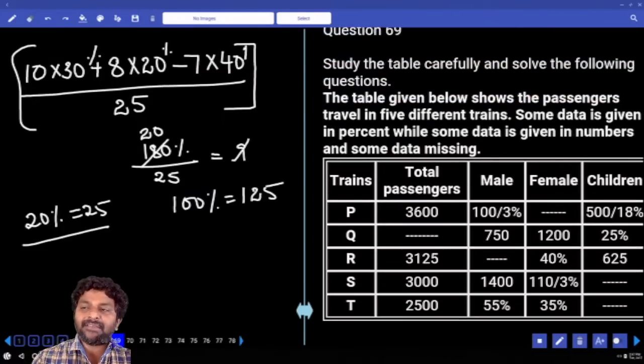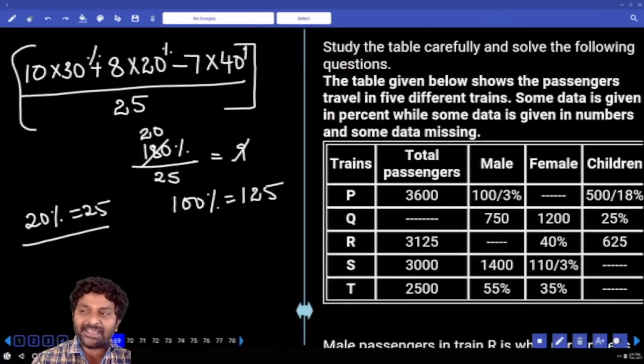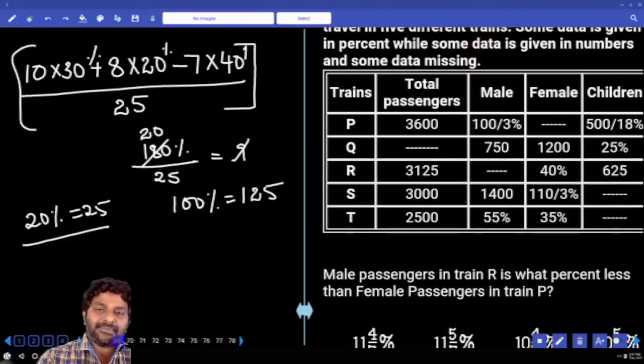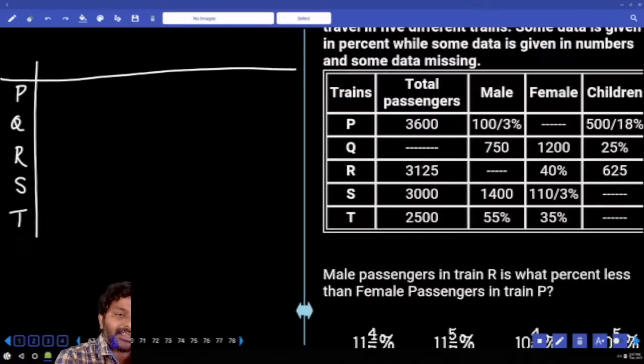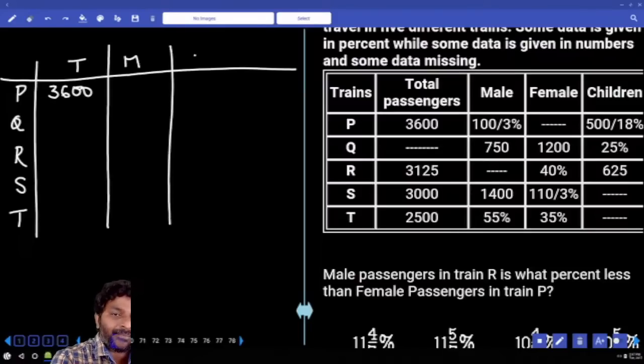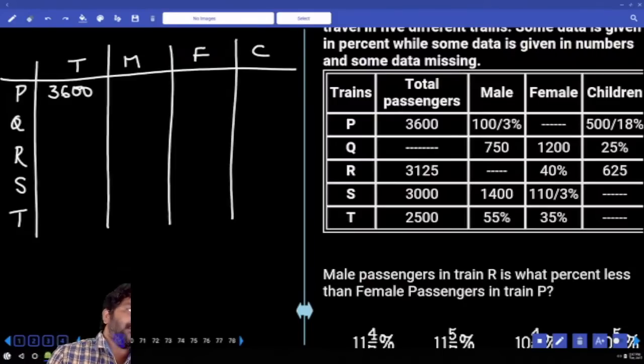Right, look at this. The table given below shows the passengers traveling in 5 different trains. Some data is given in percent while some other is given in numbers and some data is missing. Trains P, Q, R, S, T. First one, they are talking about total, 3,600. Then they are talking about male, then female. Now let's see one by one train. Train P.